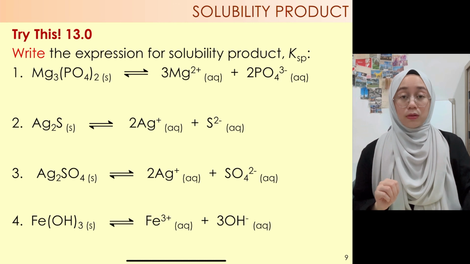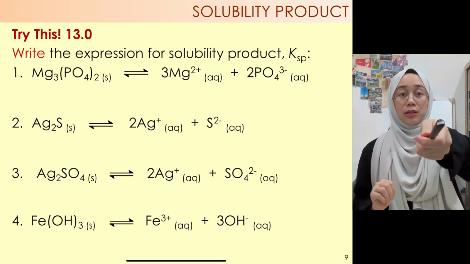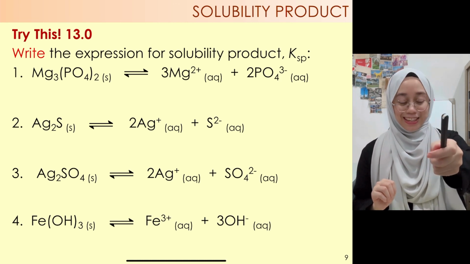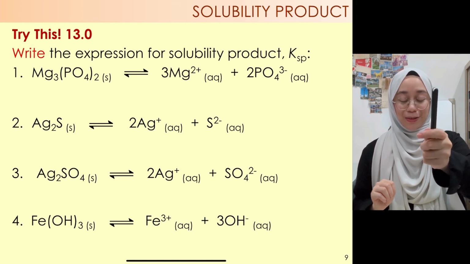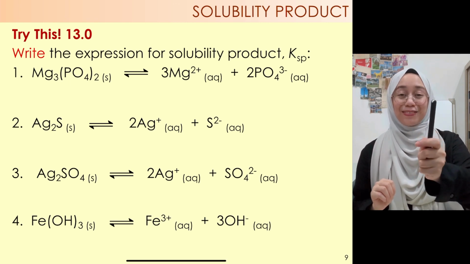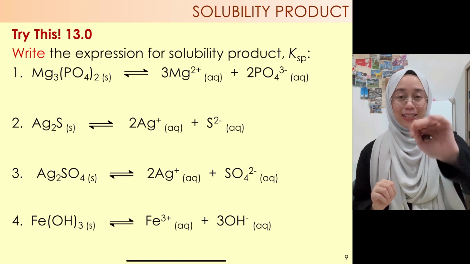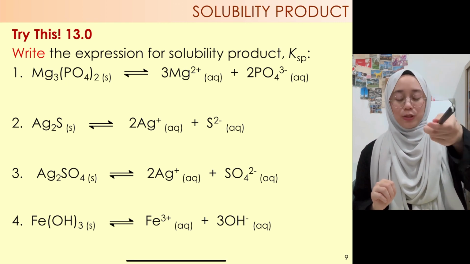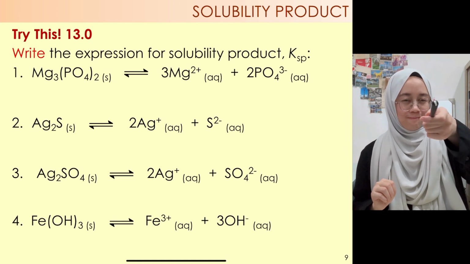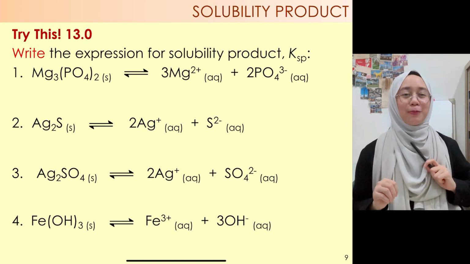Okay, so now pause kejap. Try to express the solubility product KSP. Okay, so tulis dulu untuk satu equation ni, and then Miss akan reveal the answer. Okay, so pause kejap. Okay, Miss harap kamu dah post dah tadi.